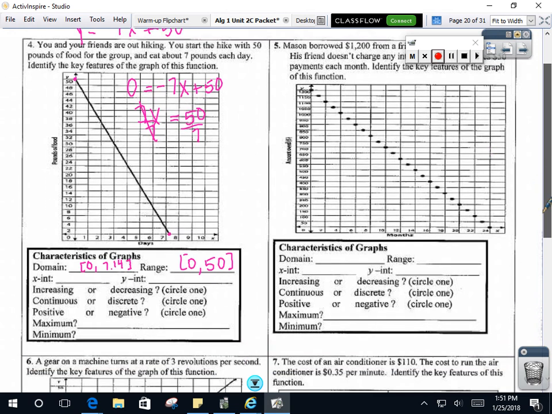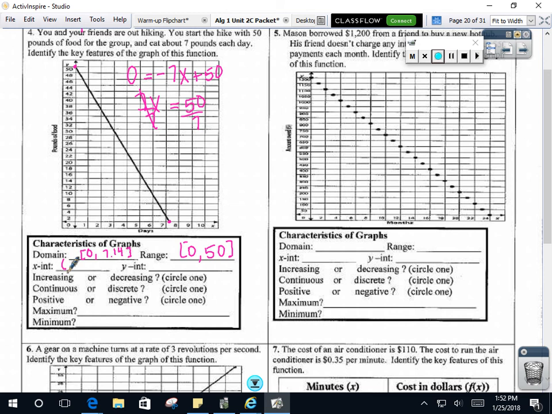Now the x-intercept, what is it? Right. Correct. And what's the y-intercept? Right. Is it increasing or decreasing? Decreasing because they're running out of food. So for the same reason, it's negative. It is continuous. And then maximum, what's the maximum point? 0, 50. And what's the minimum point? 7.14, 0 is the lowest point. Okay. Any questions about that one?